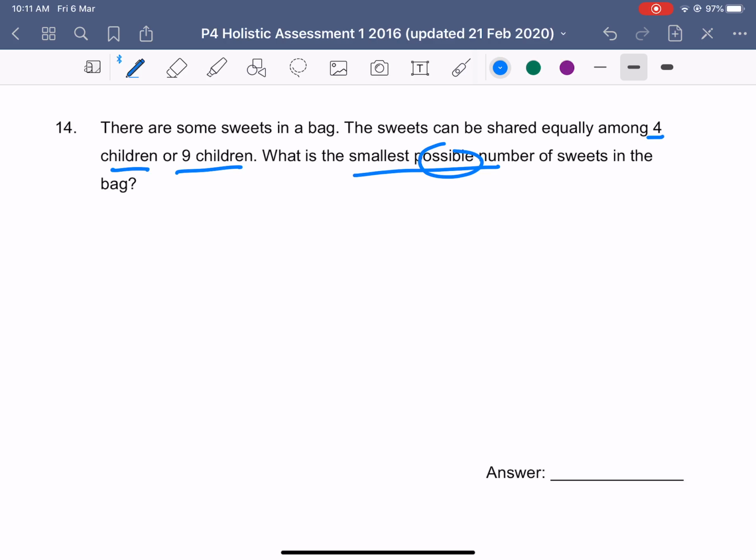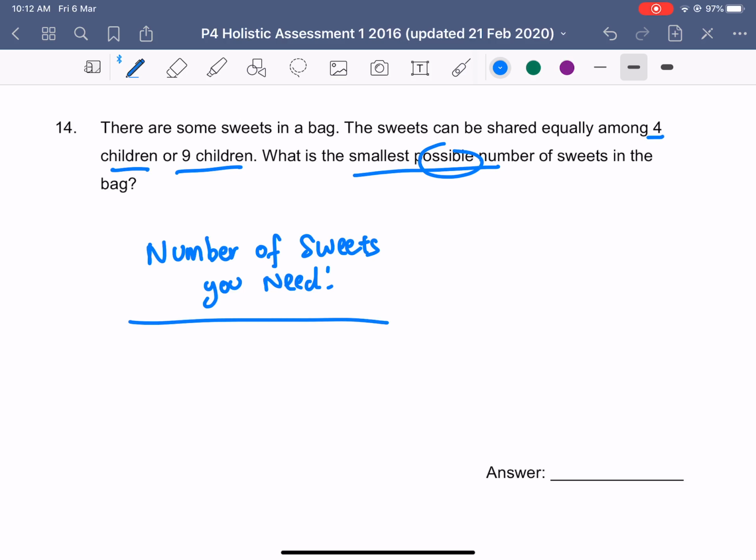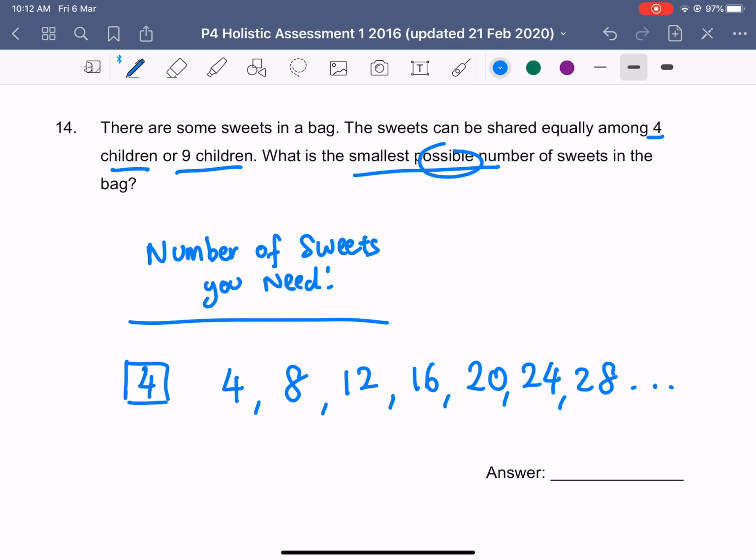Now, if you share it with 4 children, so that means in terms of the number of sweets that you will need, let's say you share it with 4 children. If each child gets 1 sweet, you will need 4 sweets. If each child gets 2 sweets, you will need 8, because 4 times 2. If you are giving each child 3 sweets, so 4 times 3, it will become 12. So it can go on and on. You realize that this is actually testing you on your multiples. Okay, and so on. So of course I can go on 32, 36 and so on.